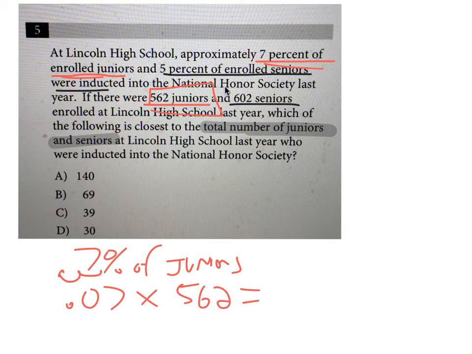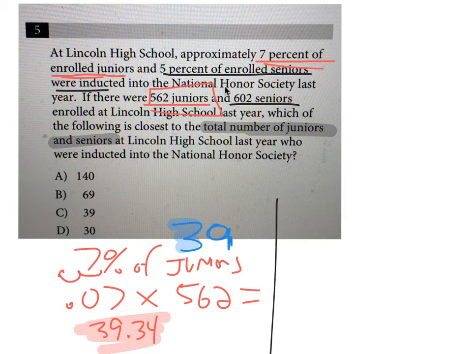So that's going to give me 39.34. Now, obviously, there's not 0.34 of a person. So here, I guess if we round to the nearest person, it looks like there's going to be 39 juniors in the Honor Society. And then they say 5% of the seniors. So 5% of the seniors, and they tell you that there's 602 seniors.